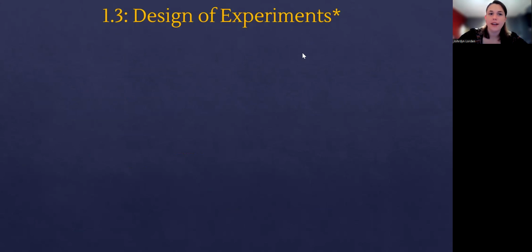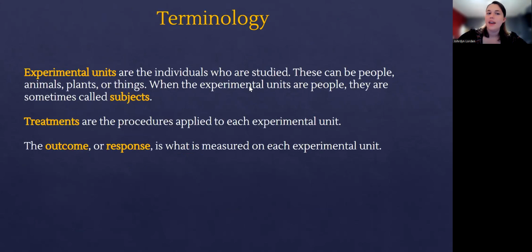And we're going to go ahead and head right into chapter 1.3, design of experiments. Experimental units are the individuals who are studied. These can be people, animals, plants, or things. While the experimental units are people, they are sometimes called subjects.